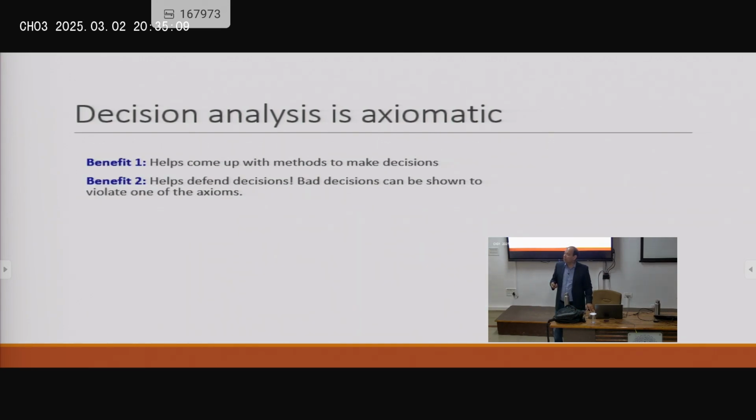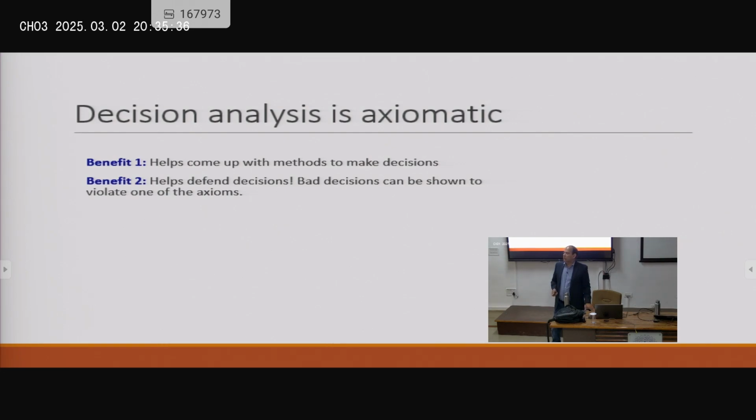The benefit of an axiomatic approach is that it helps us come up with methods to make decisions, right? And axioms, like I said, have no proof, but we all should agree. If anybody in this room or any discussion has a problem with an axiom, you should not proceed. We should resolve that problem, because that's the foundation of any theory.